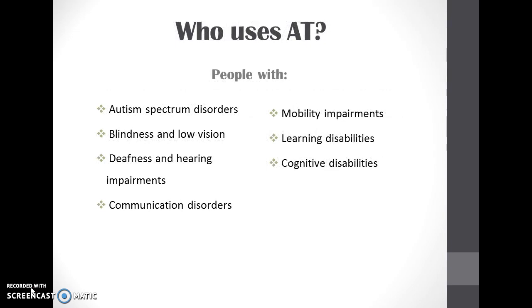Who uses AT? Such a large variety of people benefit from AT. To be specific, it's commonly used by people with autism spectrum disorders, blindness and low vision, deafness and hearing impairments, communication disorders like a stutter, mobility impairments such as paralysis, learning disabilities like dyslexia or ADHD, and cognitive disabilities like Down syndrome.